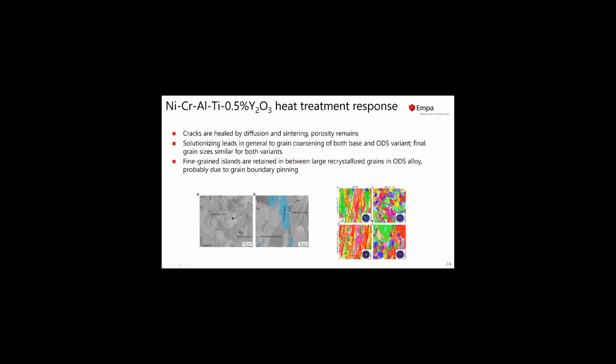We also see a pronounced grain coarsening after solutionizing for both the base and the ODS variant, with the grain sizes for both variants being similar after the solutionizing. However, what we observed, in particular in the ODS variant, is that we have areas, so fine grain regions, that are retained between large recrystallized grains in our ODS alloys. And we explained that here in these regions, we do see an effect coming from the nanodispersoids, namely that we do have some grain boundary pinning, which prevents these grains from more excessive growth.